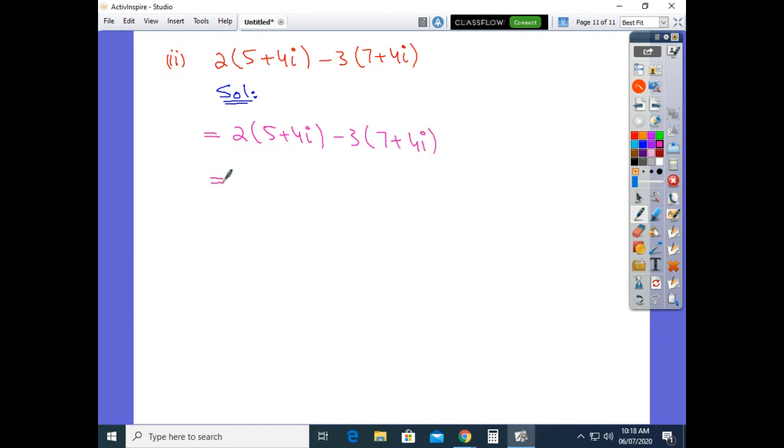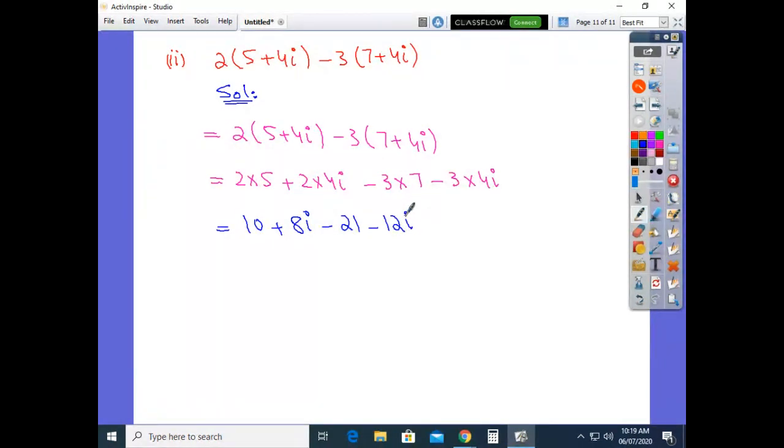First of all, we multiply this 2 with 5 plus 4 iota. When we multiply 2 with 5, 2 multiplied by 5 plus 2 multiplied by 4 iota. Similarly, when we multiply negative 3 multiplied by 7, positive and negative become negative, negative 3 multiplied by 4 iota. After more simplification, we get 10 plus 8 iota, negative 21, negative 12 iota.